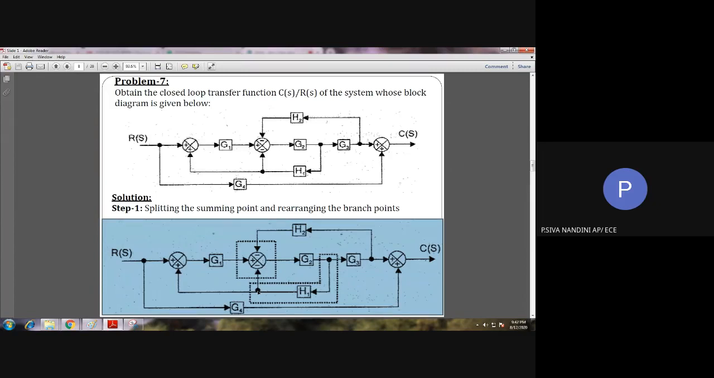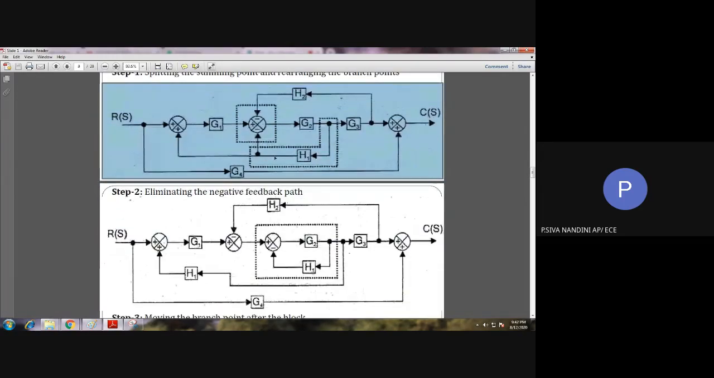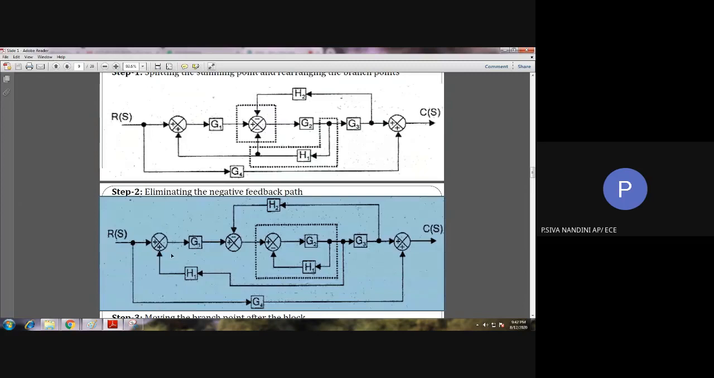Alright, here we have a transmission point because this H1 is transmitted to the first summing point as well as to the second summing point. So we need to split this branch point. We are giving this H1 separately to the second summing point as well as to the first summing point. This is shown in step number 2.